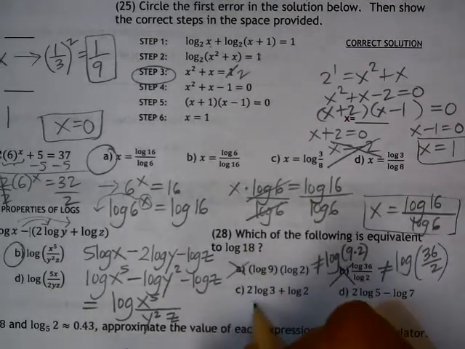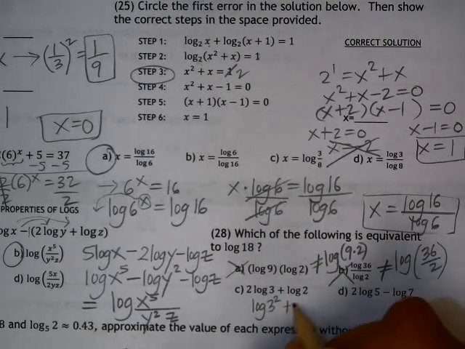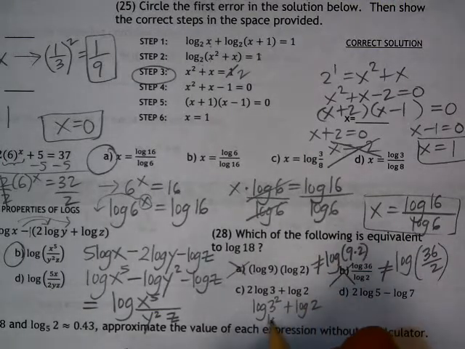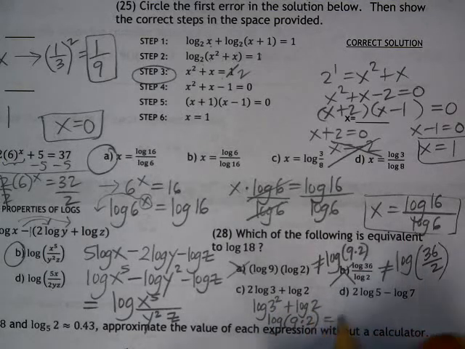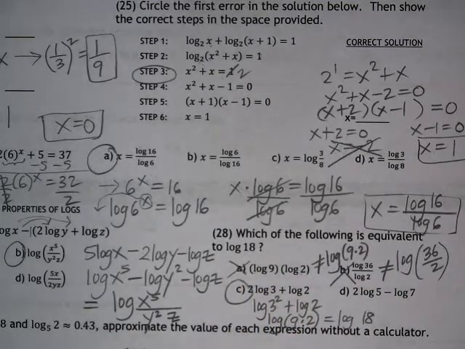So now let's check the other option. So log 2 can be moved to the exponent because of the power property. And the product property allows us to condense this, 9 times 2, which is equal to log 18. So C is the correct match.